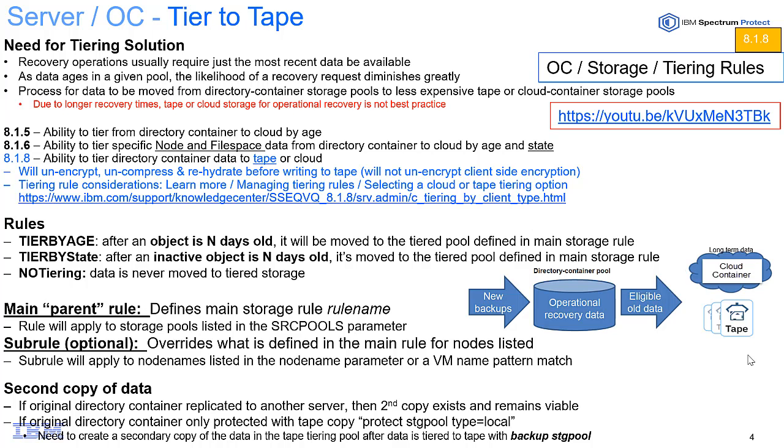Now, when we tier to tape, we do have to think about a secondary copy. If that original directory container pool was replicated to another server, then the second copy that's on that target server exists and it remains a viable restore point. If that original directory container was only protected with a tape copy, which you make with protect storage pool type equals local, then you'll want to run a backup storage pool on the data once it is tiered out to the tape pool. There is a YouTube video on how to set up tier to tape, so do check that out.